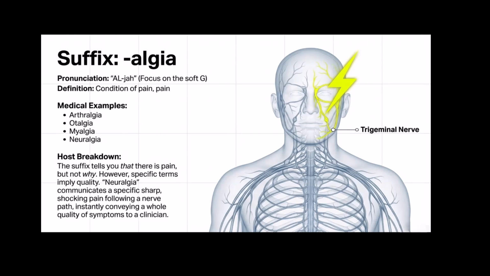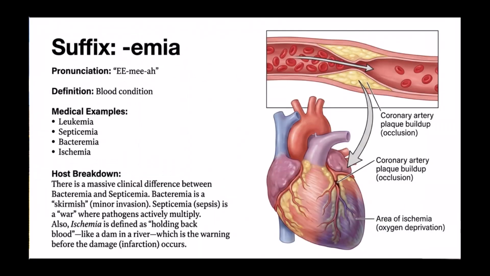That's a great distinction. Okay, next up is a heavy hitter. Emia. Pronounced emia. And this means a blood condition. A classic example is, of course, leukemia. Right. Leuk for white, emia for blood condition. It's a white blood condition. Literally, yes. But clinically, it refers to a malignant, a cancerous increase in white blood cells. It's a cancer of the blood-forming tissues.